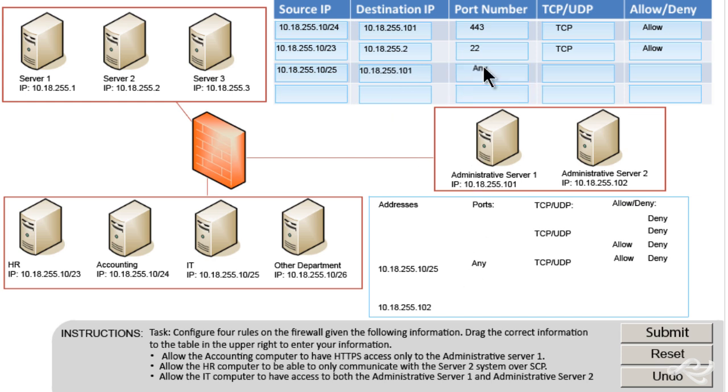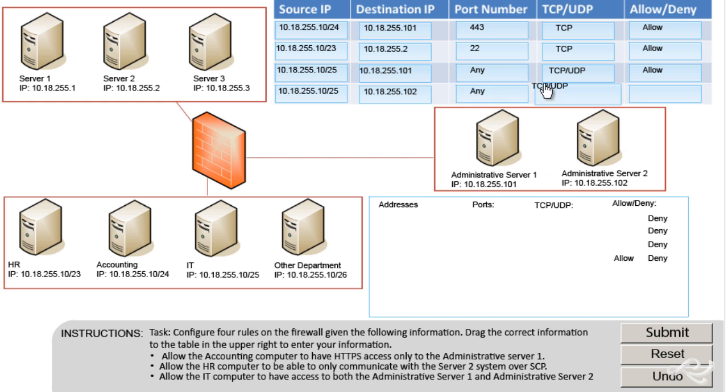Ports, any. Why? Because it just says the IT computer should have access to both of the servers. It doesn't say only with a specific protocol. And IT people are generally allowed access to servers through any port. So we say any, and we do TCP and UDP. So either transport mechanism and allow. And the second half of that is, again, going to be the same IT computer. And then the administrative server 2, which is 102. Any for port number, TCP and UDP, and allow.